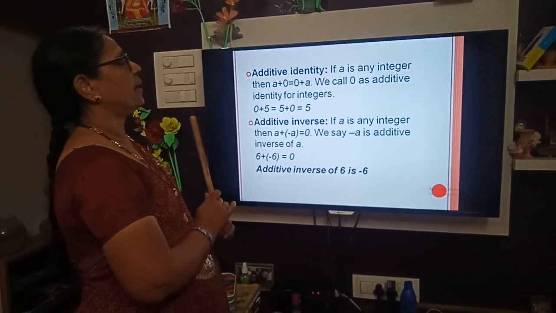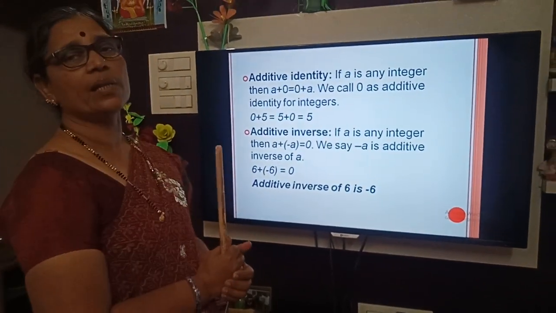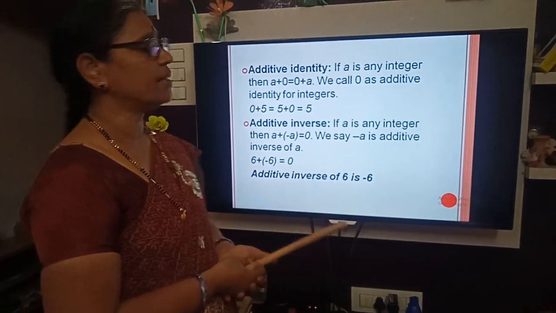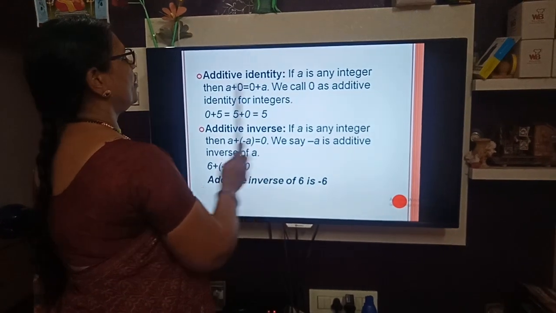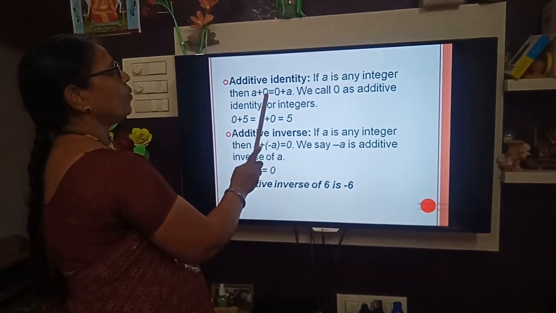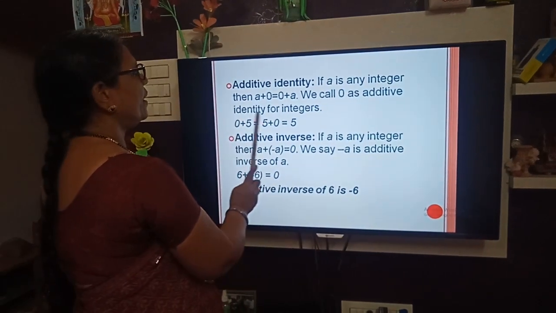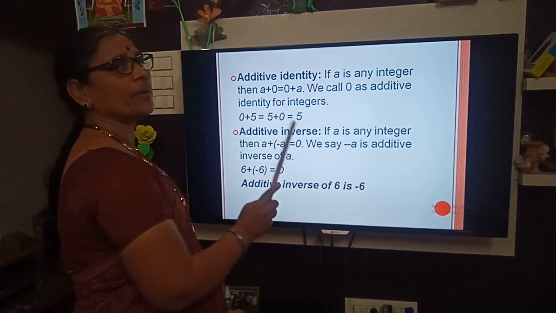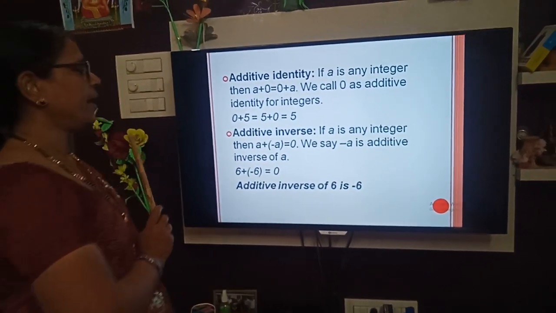Additive identity. As we all know, 0 is the additive identity of any type of numbers. Here with integers, if a is any integer, then a plus 0 is equal to 0 plus a. We call 0 the additive identity for integers. So if we add 0 to any integer, there is no change in the value, right?